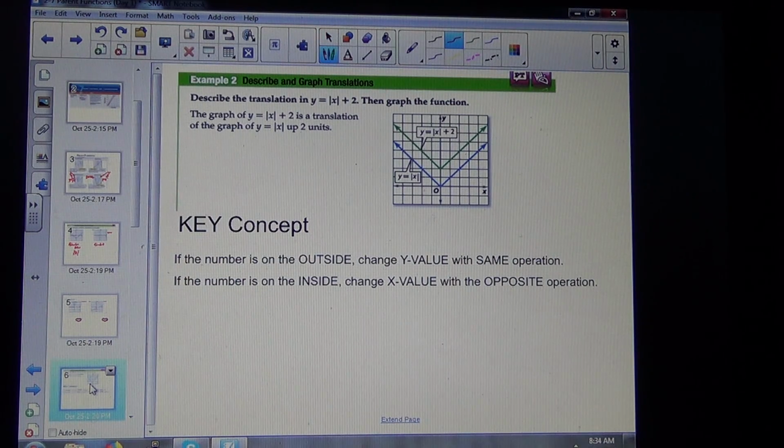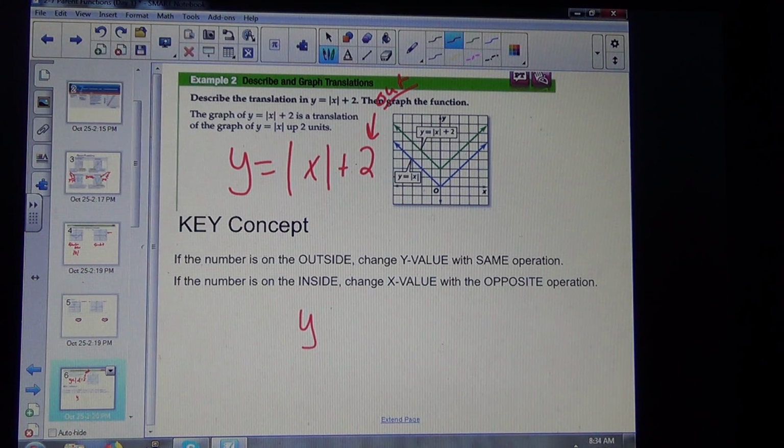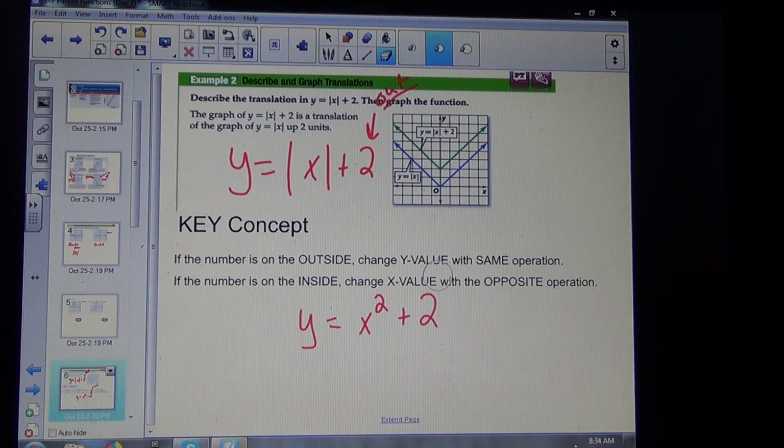Okay, so if the number is on the outside, so what that means is I have an equation up here, y equals the absolute value of x plus 2. Right now this 2 would be on the outside of the absolute value. If I had y equals x squared plus 2, this 2 is still on the outside. Okay? Now what's it look like if it's on the inside?